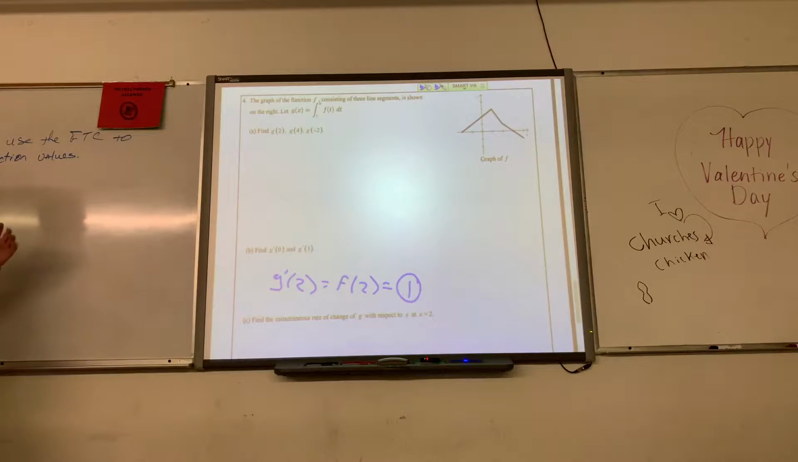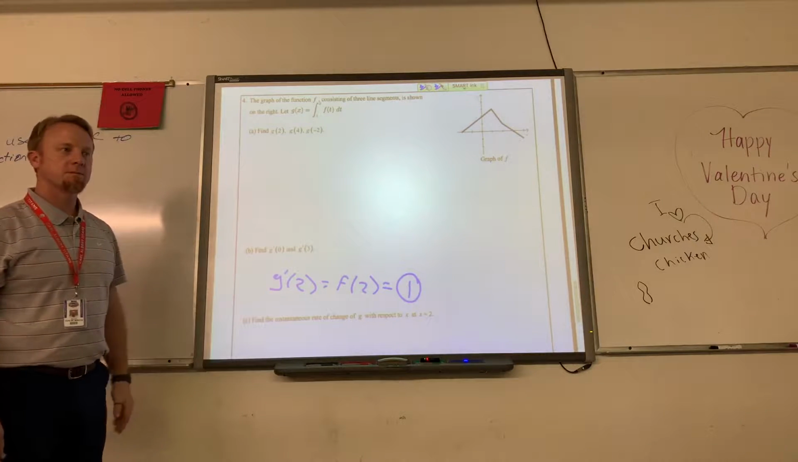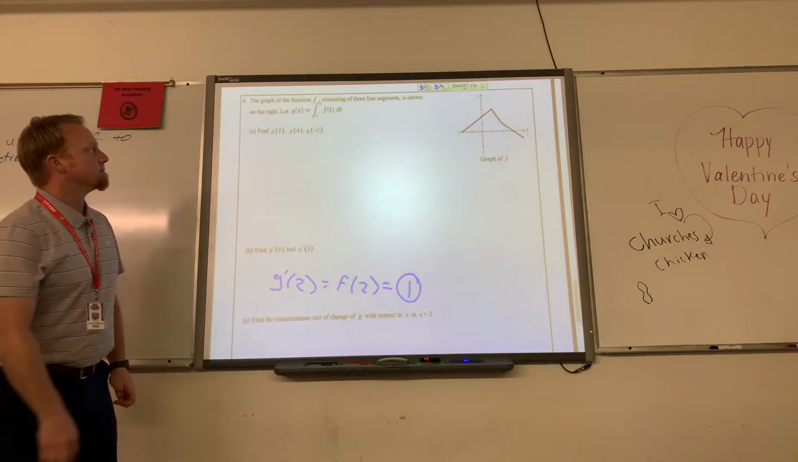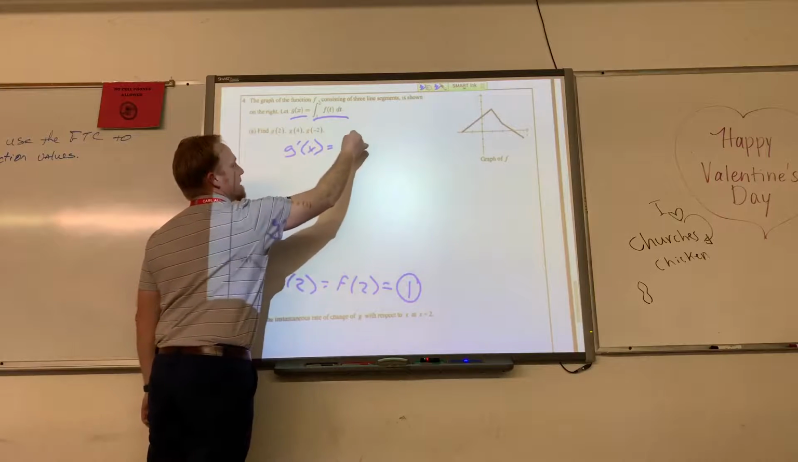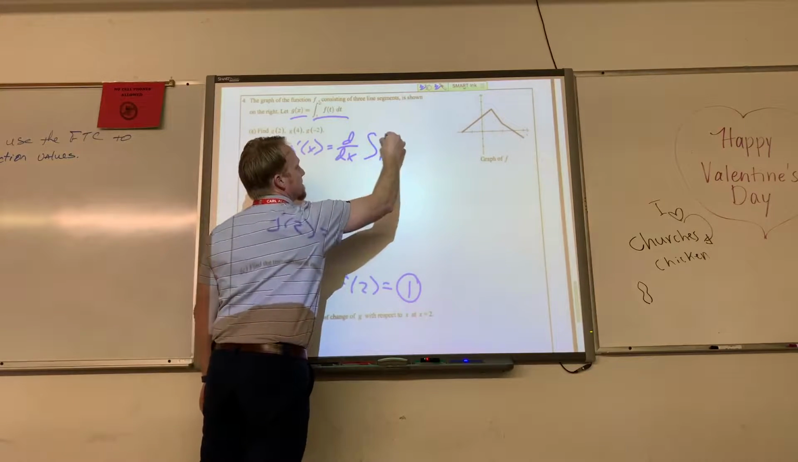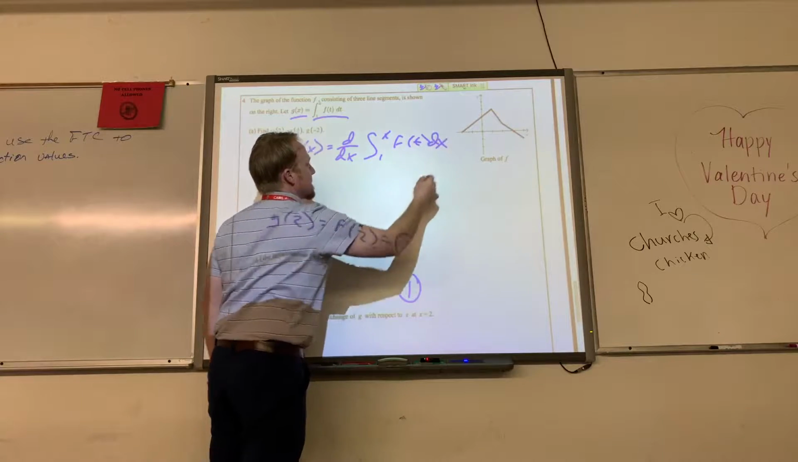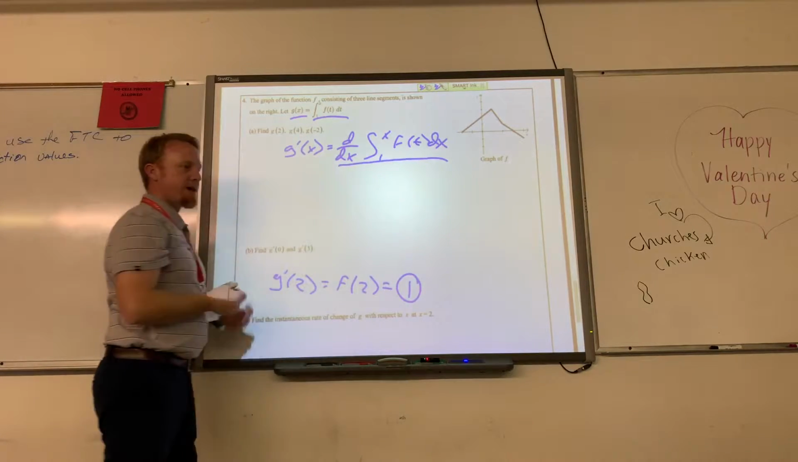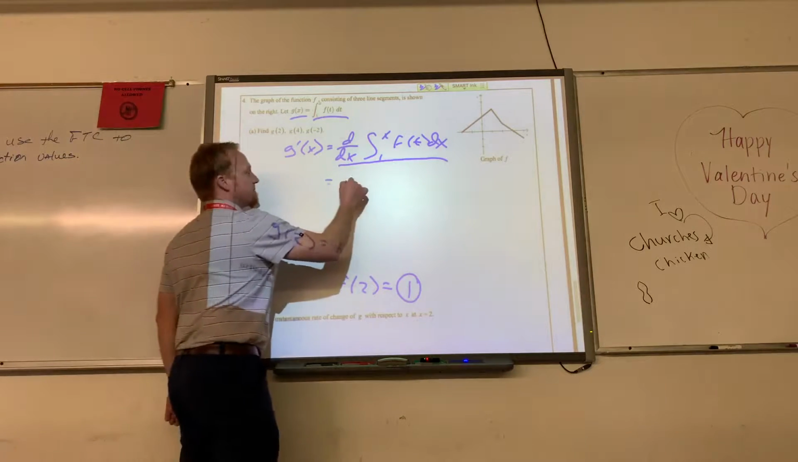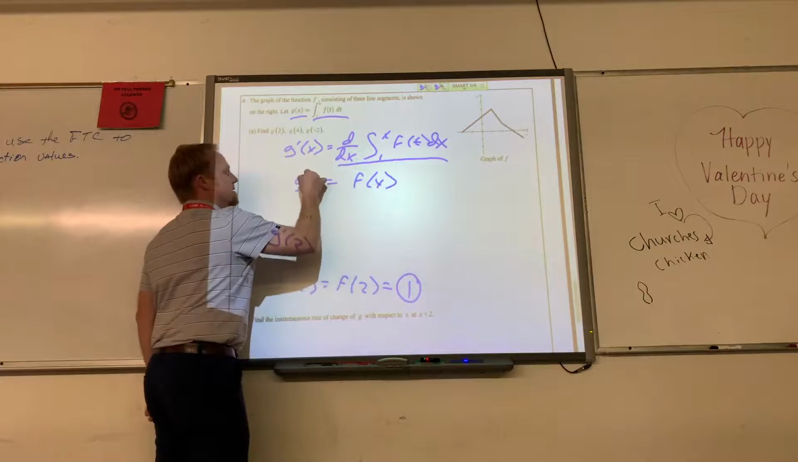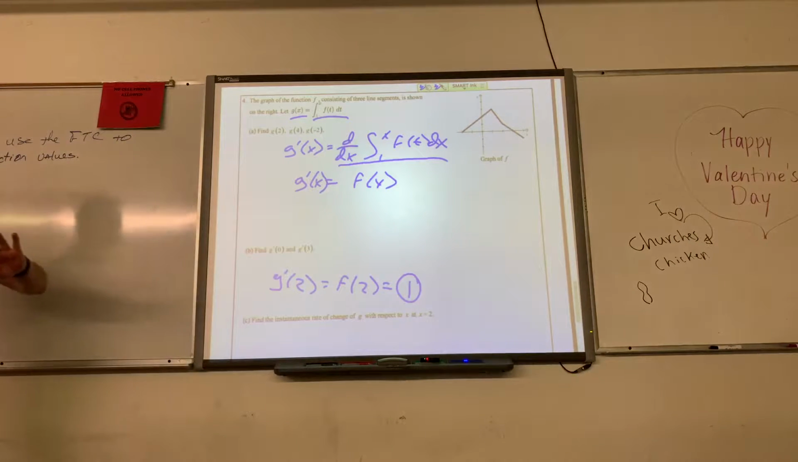Okay, that's just testing whether or not you know the vocabulary. So why is g prime of 2 equal to f of 2? Because g is equal to this. So if I take the derivative of both sides, I want the derivative. And we just learned that when I take the derivative of that, it requires what? What am I using to take the derivative of that? Let's go. FTC. The second FTC, which just tells me all I've got to do is plug in my variable. So we know that g prime is equal to f.